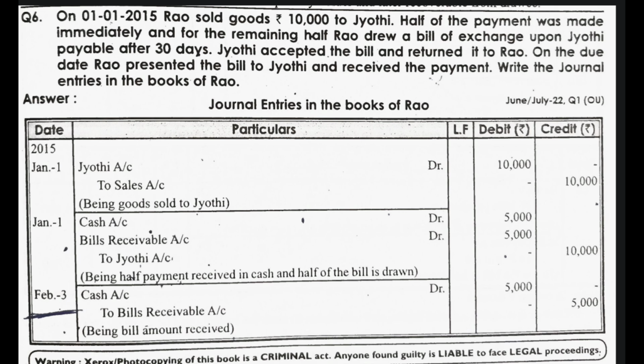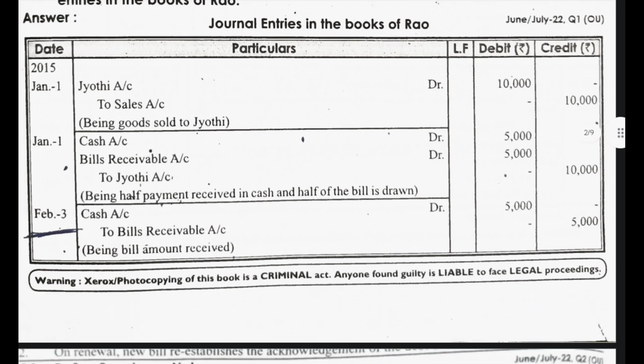So it's clear. First entry for selling the goods for rupees 10,000 we are passing Jyoti account debit to sales account. Now immediately 10,000 is not received, 5,000 is received, 5,000 bill is drawn. So cash account debit, bills receivable account debit to Jyoti account, being half payment received in cash and half by the bill drawn. Next on February 3, after 30 days plus 4 grace days, we get the date. Cash account debit to bills receivable account.